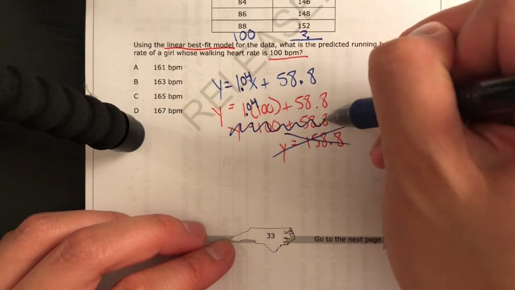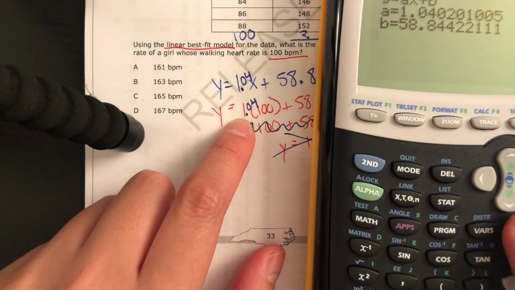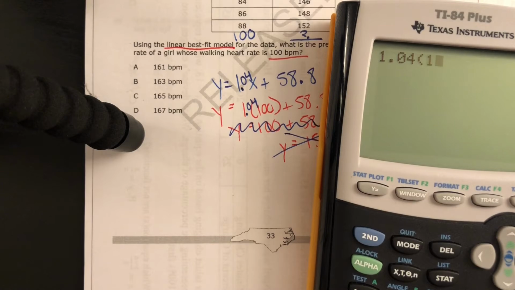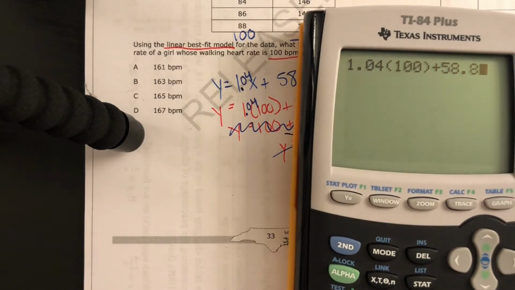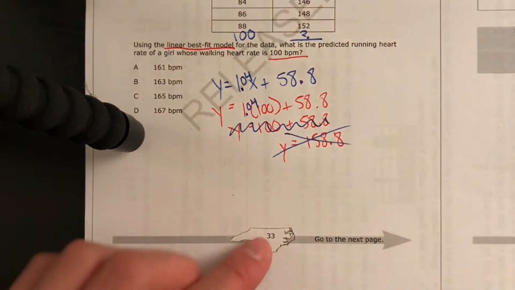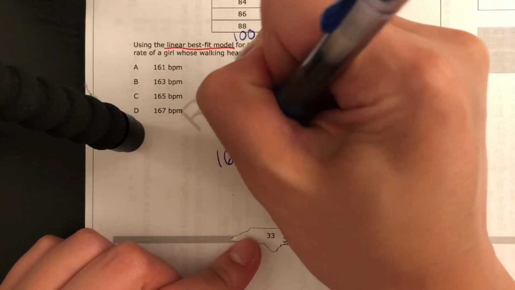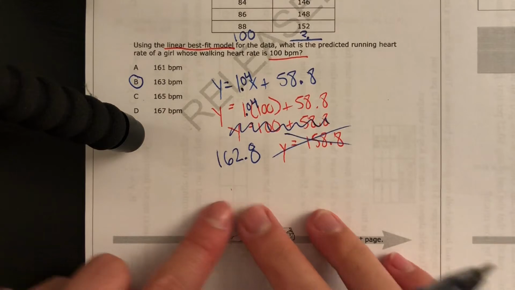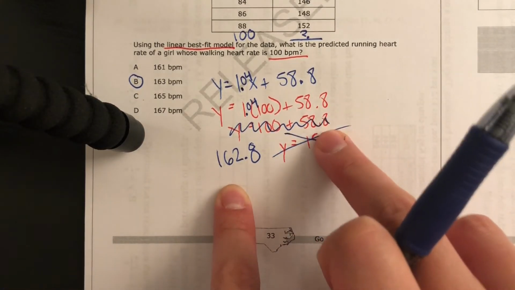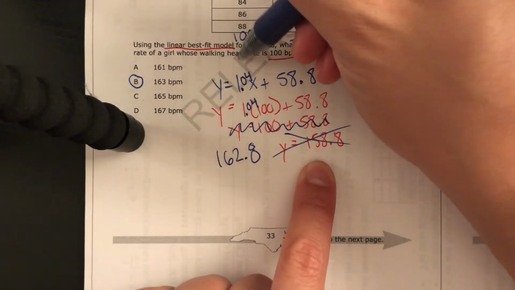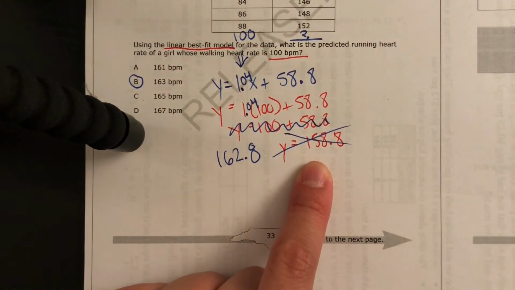So we can cross out this and let's plug this in. So 1.04 times 100 plus 58.8. Let's see if that gives us a more specific answer. So now I have 62.8. So 162.8. That's going to match letter B as my final answer. So if you ever get an incorrect answer, it does happen. It's not necessarily that you did something wrong. Make sure you're rounding more specifically.